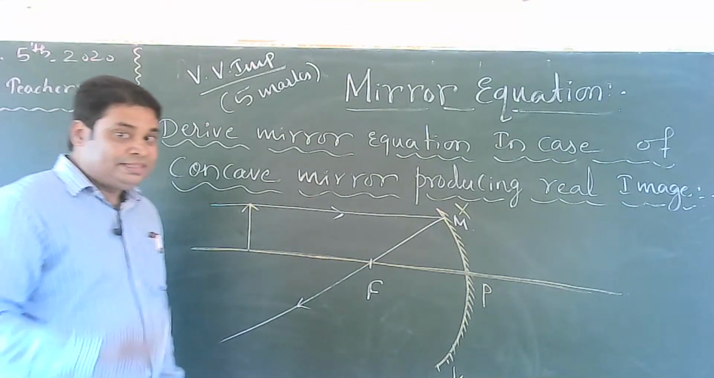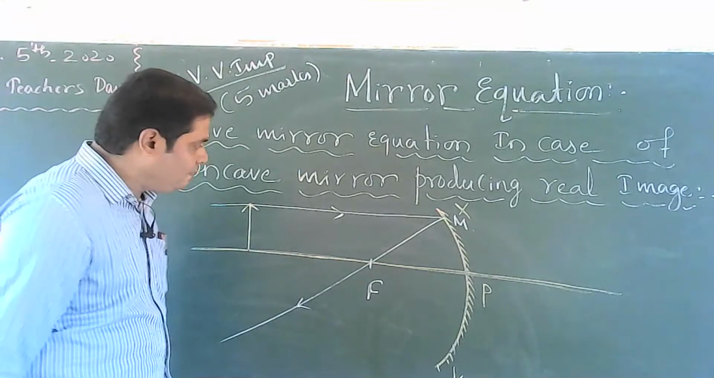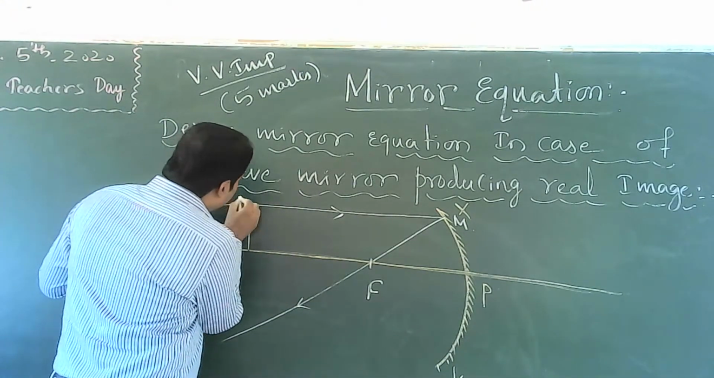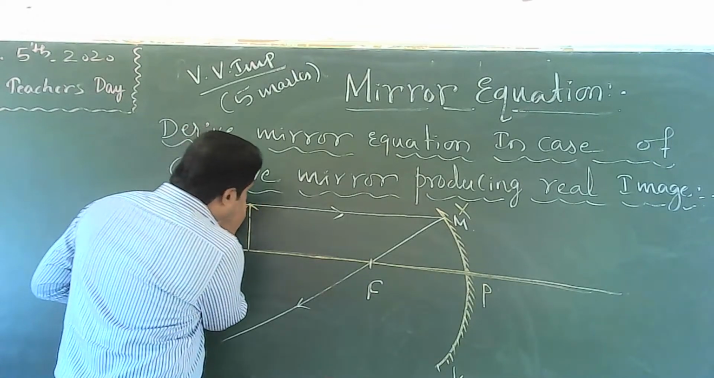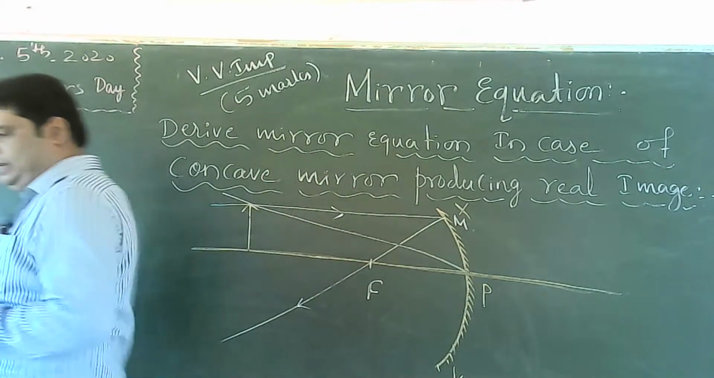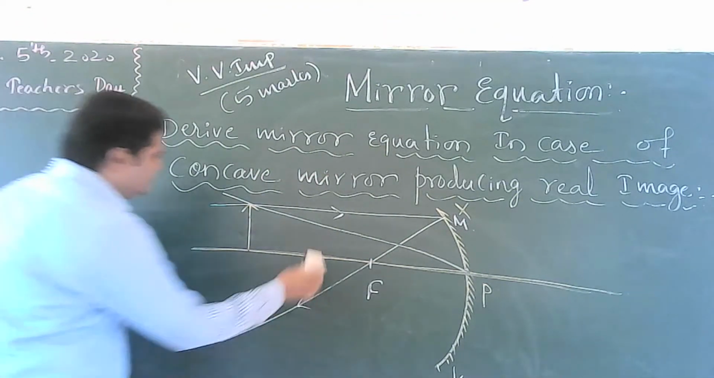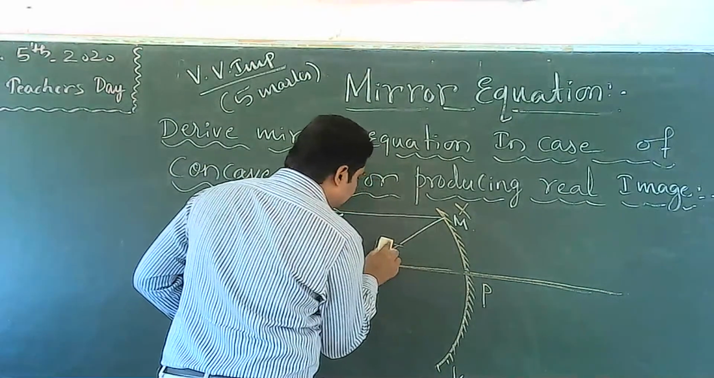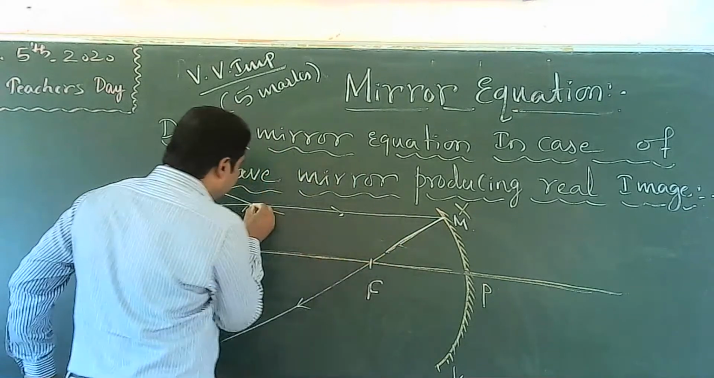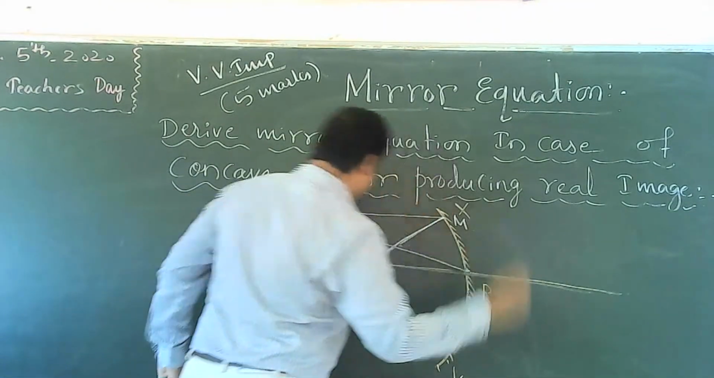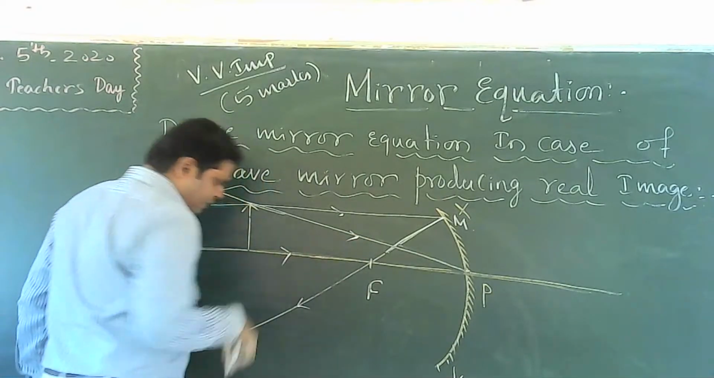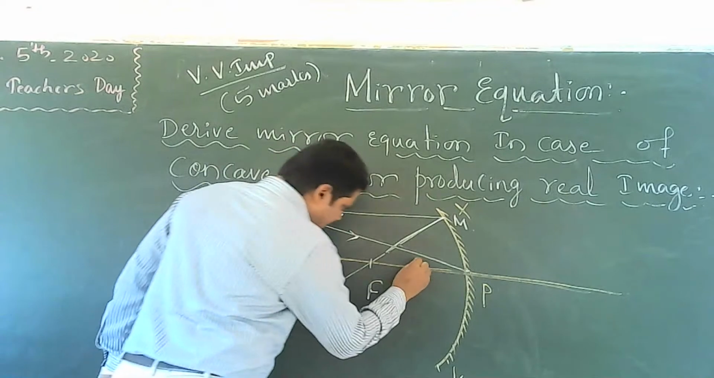What about the second? As I told earlier, the second ray we consider is passing through O. Let me draw it once more. Okay. This is the second ray. It is also moving along the principal axis.